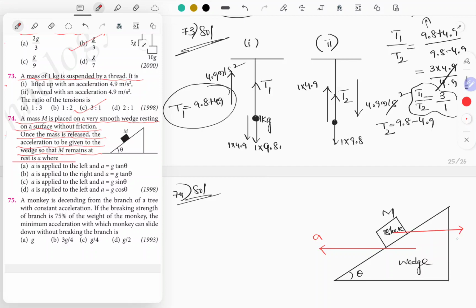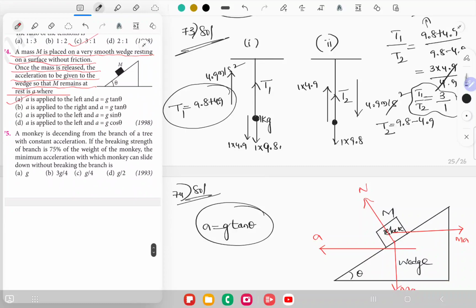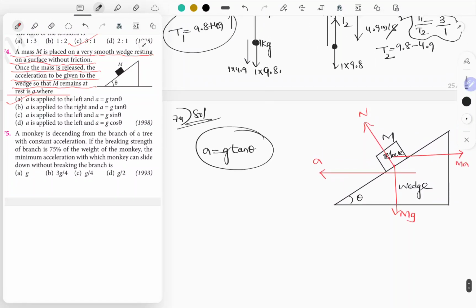The pseudo force acting on this block is going to be ma. Normal reaction is perpendicular to the surface, so it is represented like this. Its weight is downward, equal to mg. Already I gave the derivation for this. What should be the acceleration? Acceleration must be equal to g tan theta. You just go through question numbers 62, 68 and 74. Which option matches? Option A is correct. You should accelerate the wedge towards left, and that acceleration is equal to g tan theta.